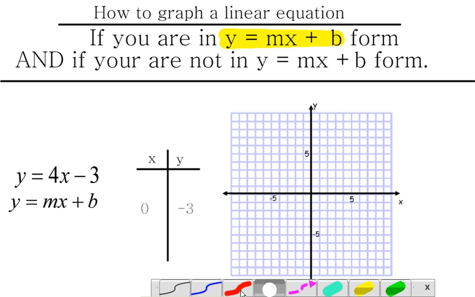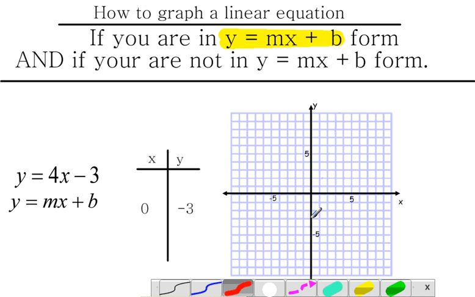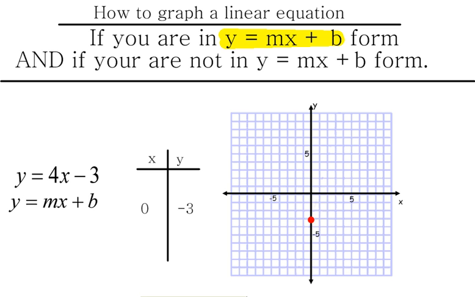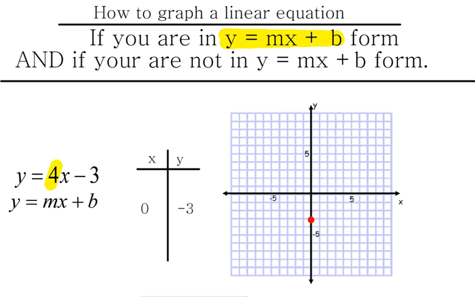If we were to plug in x equals 0, where the graph crosses the y-axis, we would see from the equation that we get y equals 4 times 0 minus 3, which is -3. So let's put that on our graph. There is our y-intercept.